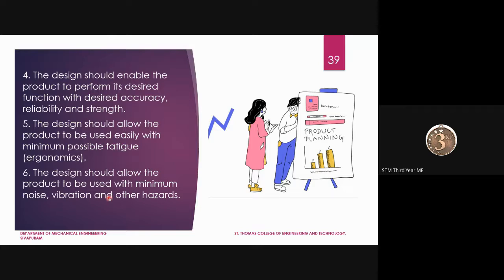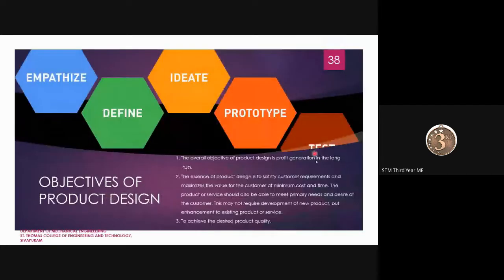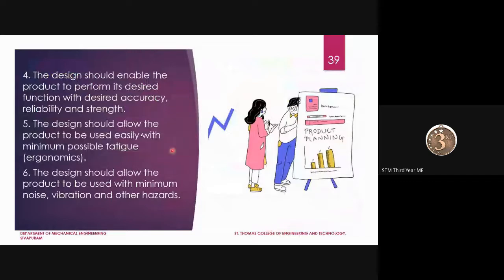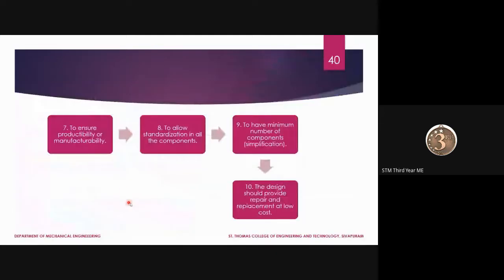So the first one was profit generation. Second one was to satisfy customer requirement. Third one was to achieve desired product quality. Fourth one was to perform its desired function with desired accuracy, reliability, and strength. Then fifth one was to be easily used with the minimum possible fatigue. And the sixth one is to be used with the minimum noise, vibration, and other hazards. Now few more points are there.